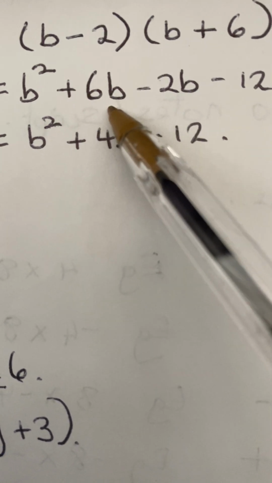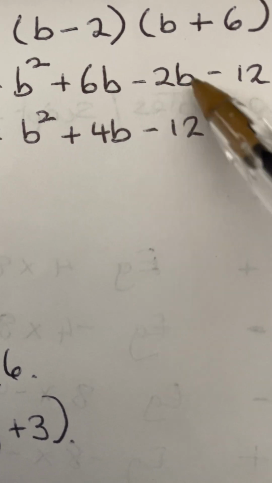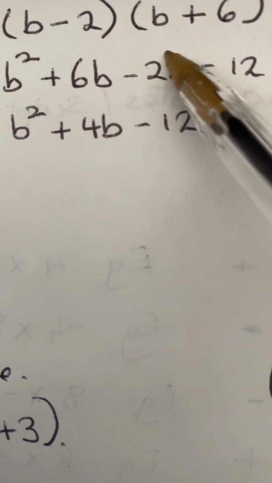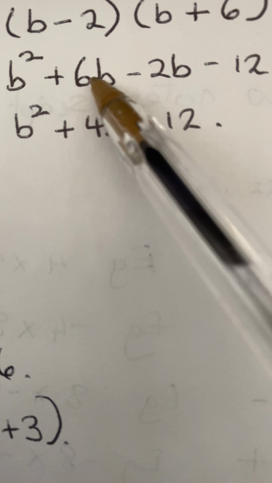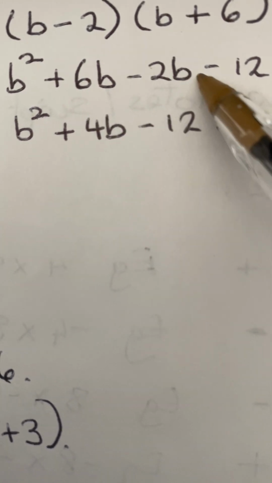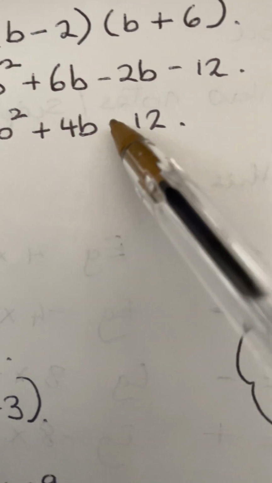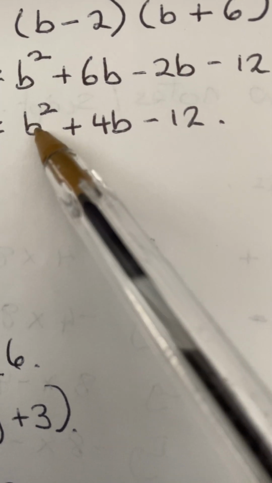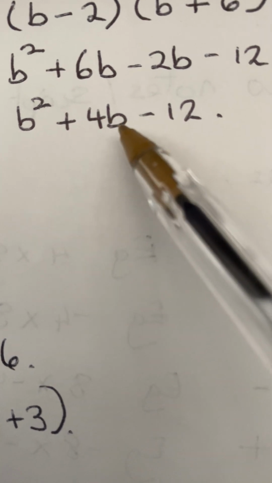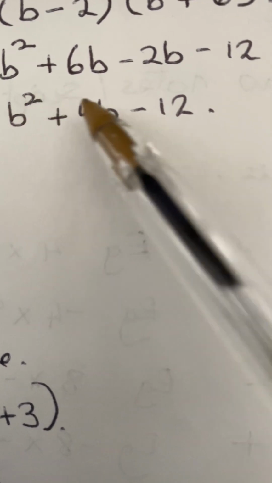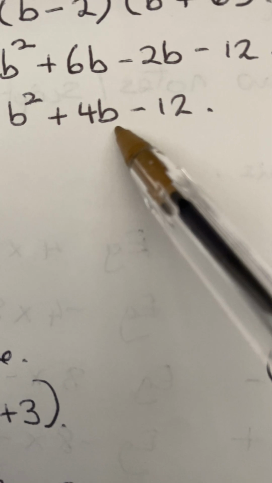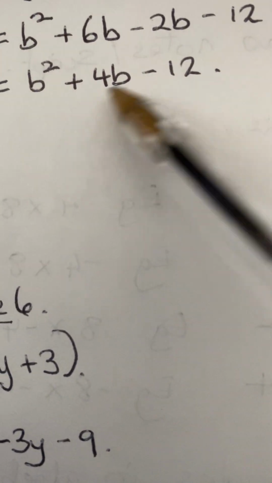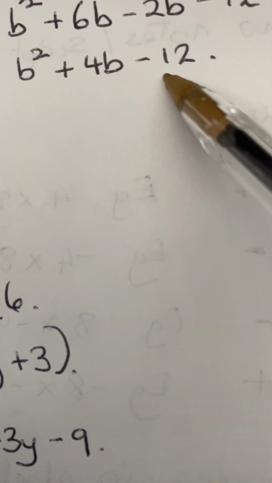Now we have 6b minus 2b, like terms, because b to the power 1, b to the power 1. So 6b minus 2b will give us 4b, and then we have minus 12. We can't add b squared to 4b. We can multiply them, but we can't add them. So at the moment, this is how we leave our answer.